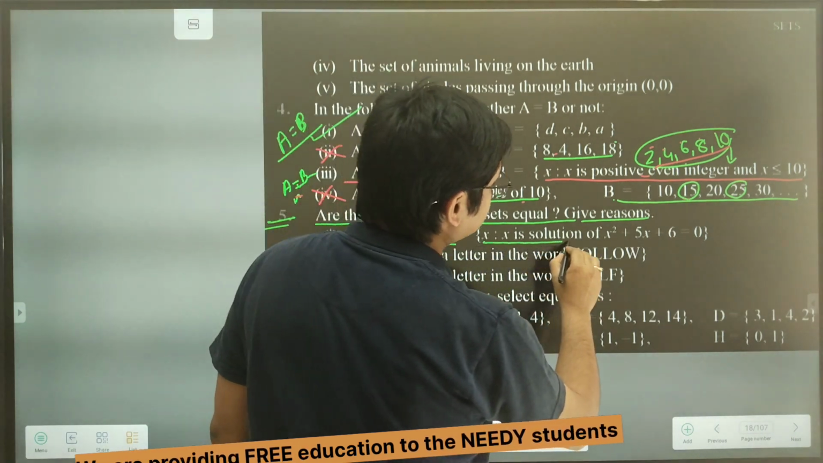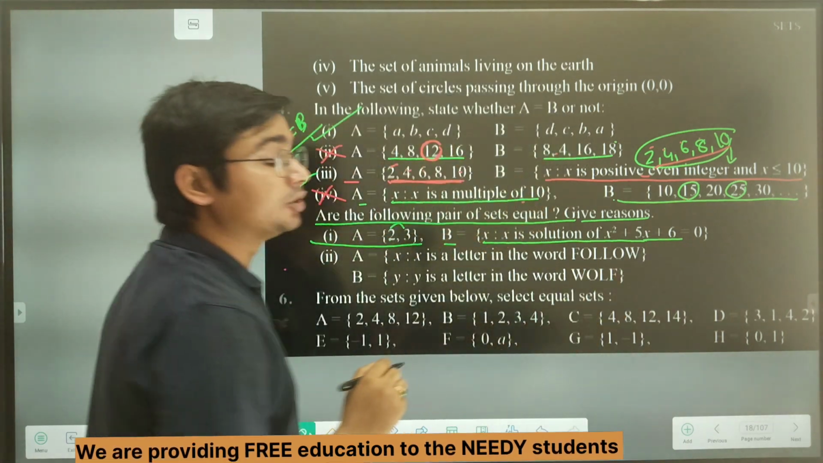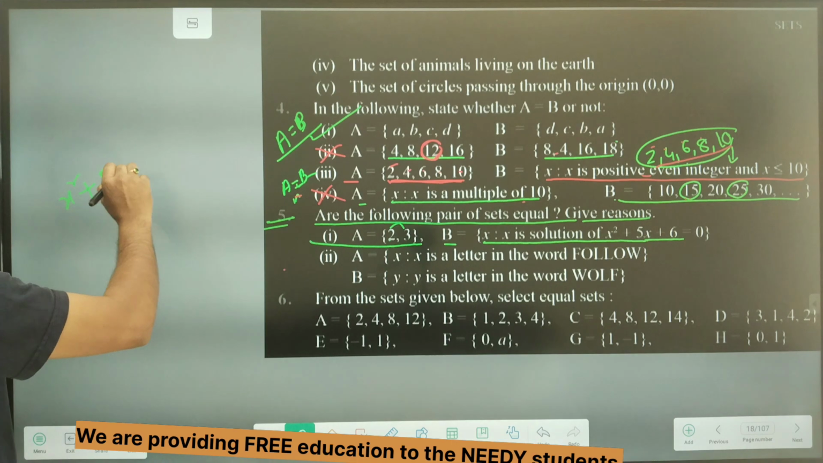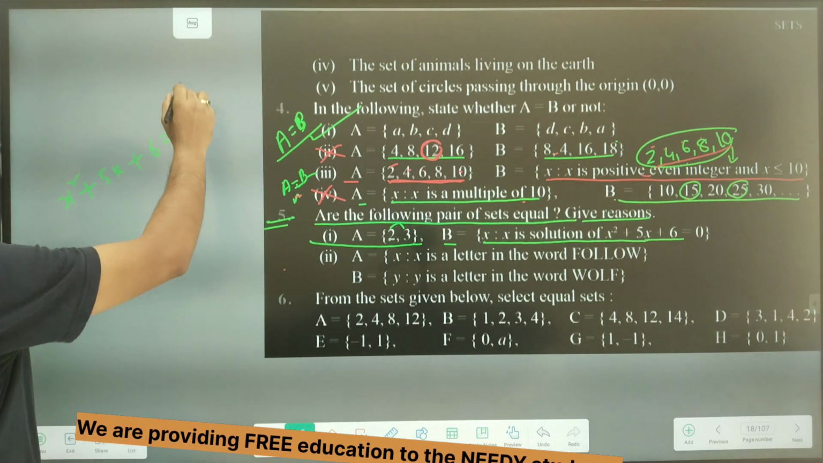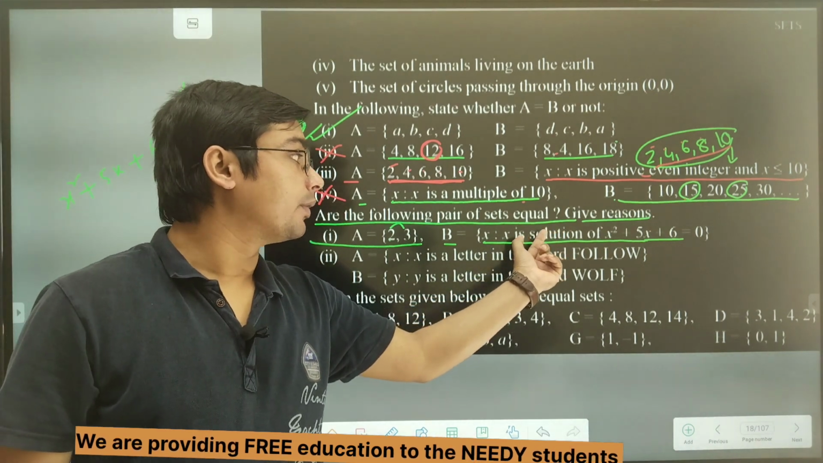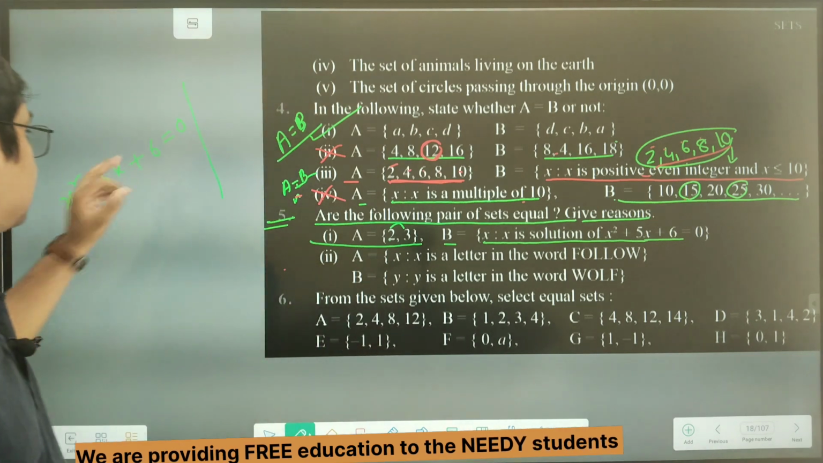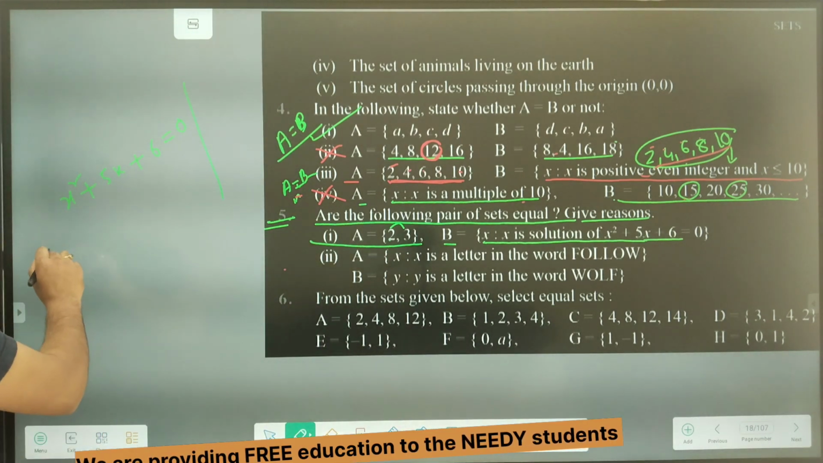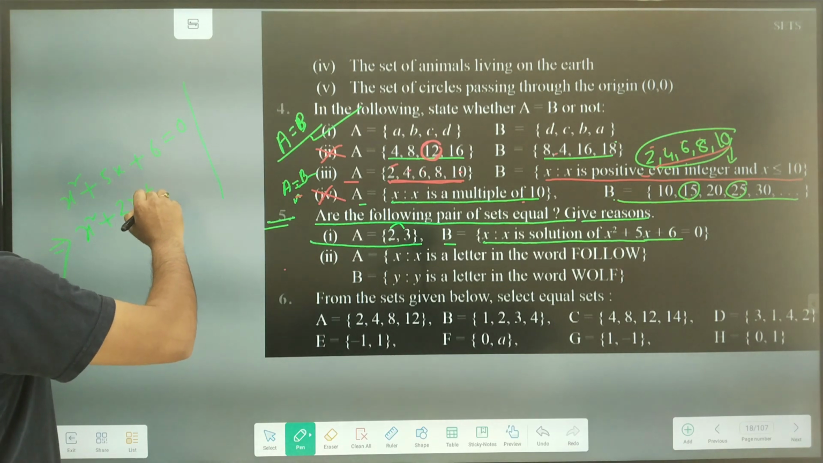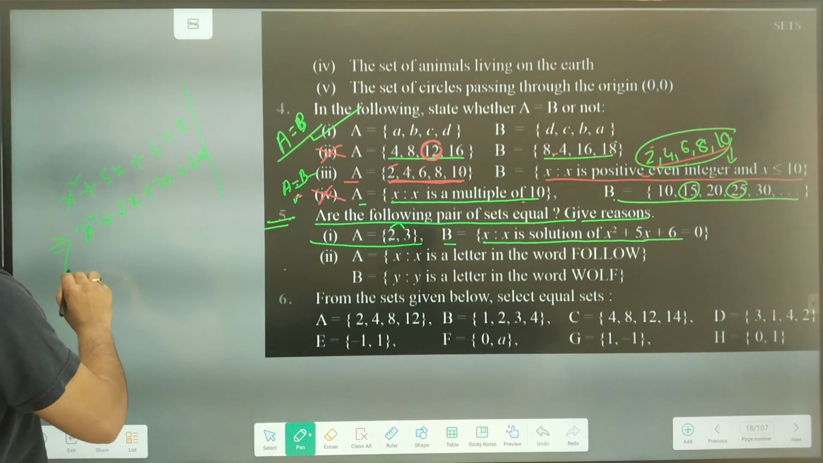Here x is a solution of x square plus 5x plus 6 is equal to 0. So the B set consists of all those values of x which satisfy this equation. Now solve this equation first. If we solve this equation, we can write it this way. I am trying to factorize this.